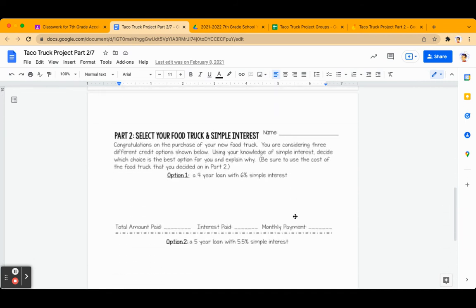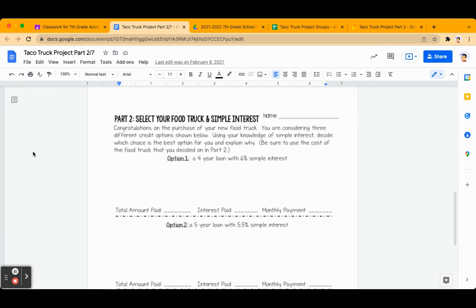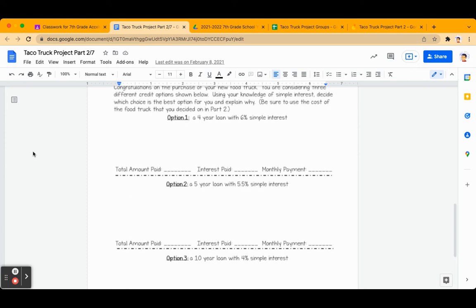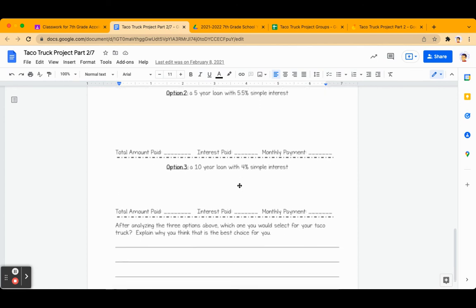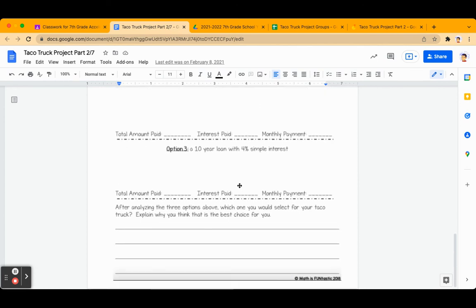Once you've chosen, it says, congratulations on the purchase of your new food truck. You're considering 3 different credit options shown below. Using your knowledge of simple interest, decide which choice is the best option for you and explain why. Be sure to use the cost of the food truck that you decided on in part 2. Option 1 is a 4-year loan at 6% simple interest. Option 2, 5-year loan at 5.5% simple interest. And option 3, 10-year loan at 4% simple interest.